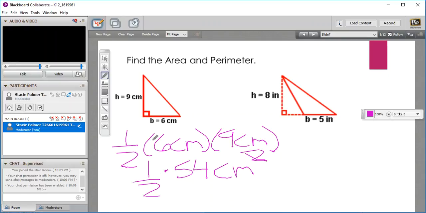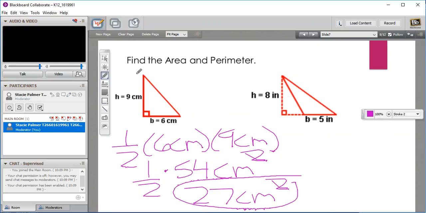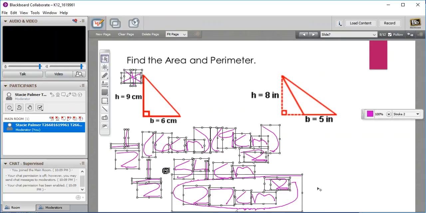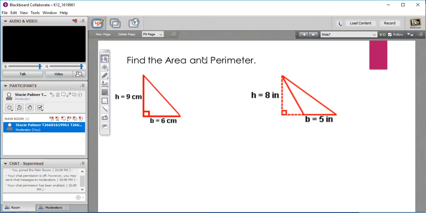So basically, if we take 54 and we multiply it by 1/2, that means we're really just going to divide 54 by 2. So that gives us 27 centimeters squared. That would be the area of this triangle. Now, the next thing we need to find is the perimeter, but this is a little bit more tricky. We know what this side length is, and we know what this side length is, but in order to find the perimeter, we also need to know what this side length is.